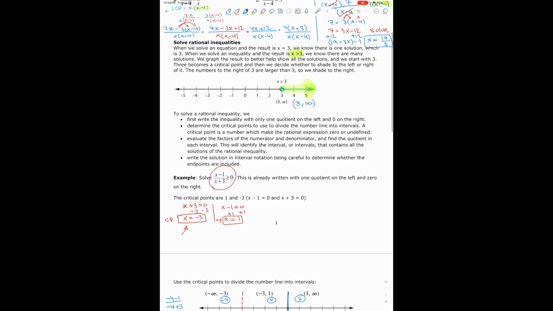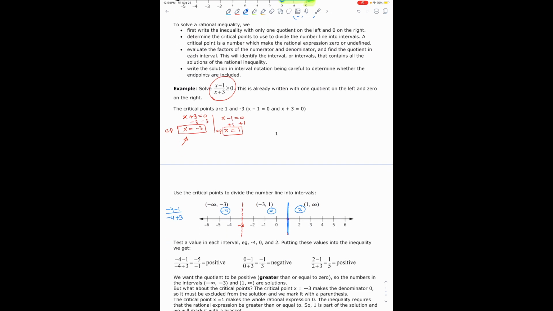So I'm not going to look for the final answer. I will just look for the signs. So the numerator is negative and the denominator is negative. Negative over negative is positive, which means this interval is going to be positive.